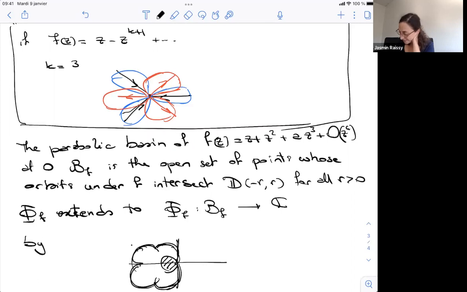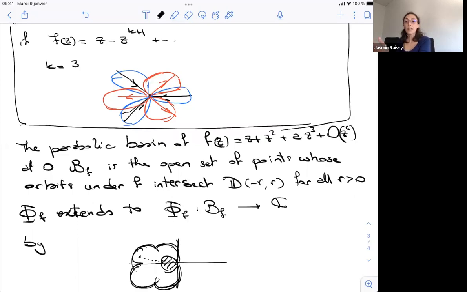Anyways, so I pick a point. So let's put it inside the basin. So this is going to be my basin. I iterate, well, finitely many times to get into my little disk where I defined the Fatou coordinate. And then in there, I can apply phi. Okay, then it's correct. This is a point where I can apply psi.